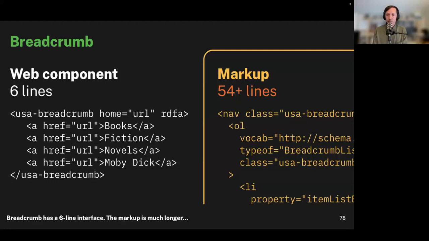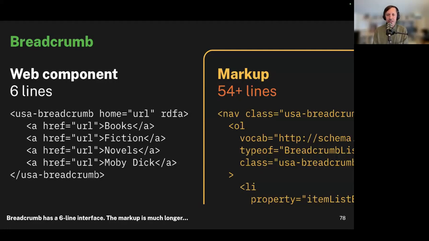But we also want to make the breadcrumb configurable. This example shows how you might add a configuration option to breadcrumb. Right here, there's an attribute called RDFA. And this configuration option could add special RDFA metadata to the breadcrumb to improve search results and findability. That's a lot of additional markup. But the interpreter could add that just by adding the RDFA attribute to the element.